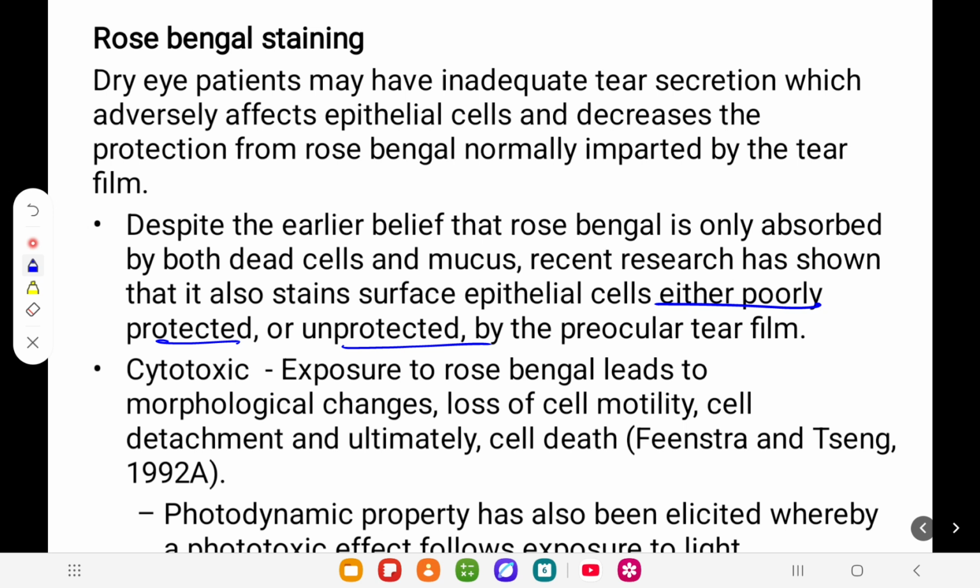Cytotoxicity is another feature of Rose Bengal. Exposure to Rose Bengal leads to morphological change, loss of cell motility, cell detachment and ultimately cell death. That's why we call it cytotoxic propensity. A photodynamic property has also been identified, where phototoxic effects follow exposure to light. So another feature of Rose Bengal is its photodynamic property.